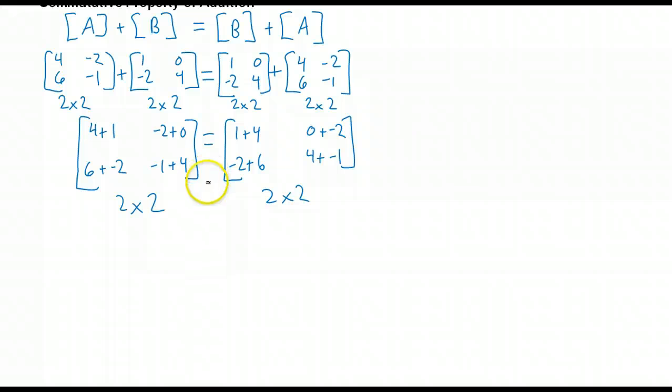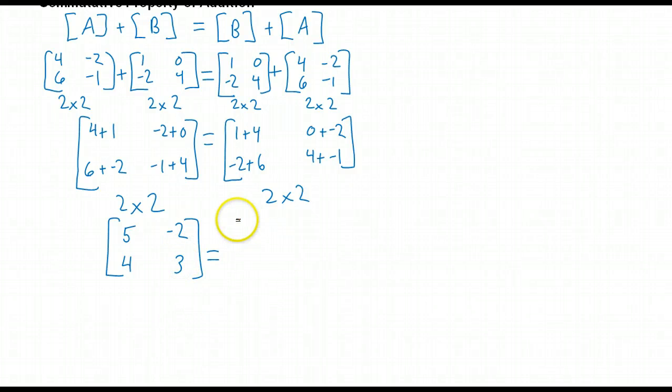Again, I'm going to keep my equal sign right in the middle, and I'm going to do the math on the left side of my equal sign. 4 plus 1, -2 plus 0, 6 plus -2, -1 plus 4. And I'm going to do the math on the right side. 1 plus 4, 0 plus -2, -2 plus 6, 4 plus -1.